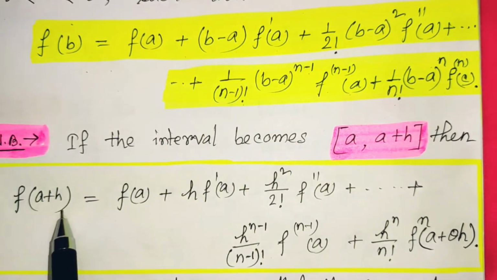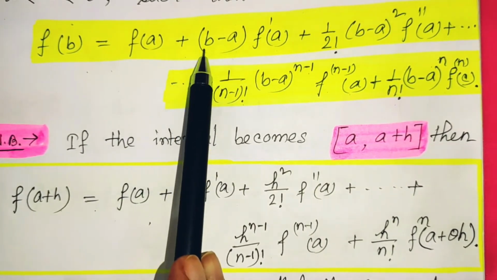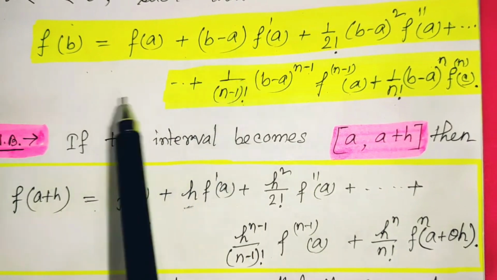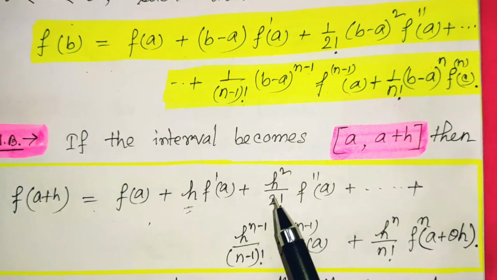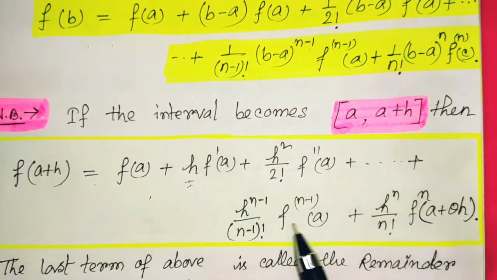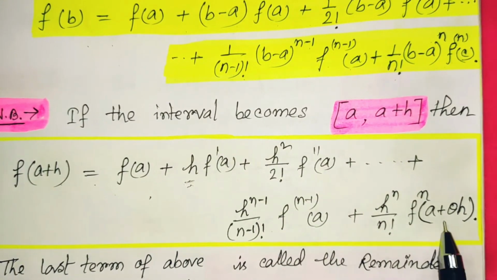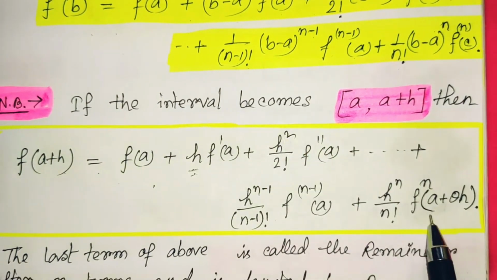So f of a plus h is equal to f of a, plus h, because b is equal to a plus h minus a, so a cancels out and only h is left. So h into f dash a plus h square by 2 factorial f double dash a. In this way it goes on, and these are the last two terms. Just observe here that instead of c we substitute a plus theta h. That is what we find while discussing the Lagrange mean value theorem, another form of it, and theta lies in between 0 and 1.